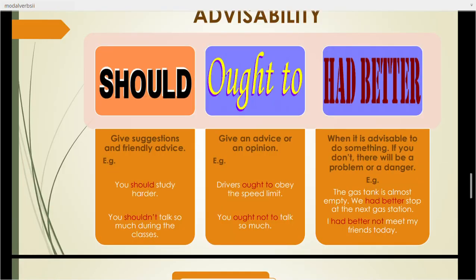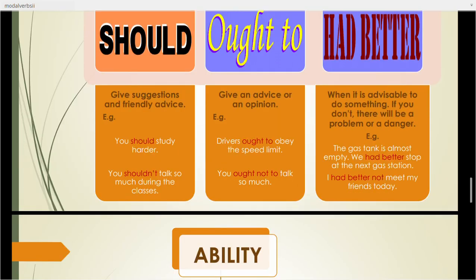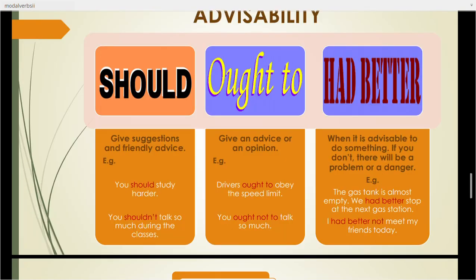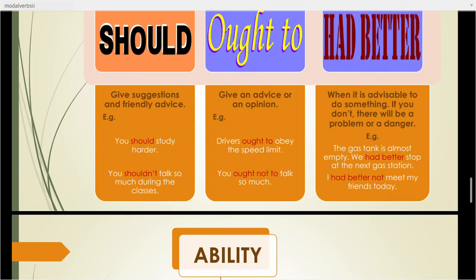Some examples for ought to are, drivers ought to obey the speed limit. And another example is, you ought not to talk so much. In these sentences, we can note the negative form of ought to. And some examples for had better are, the gas tank is almost empty. We had better stop at the next gas station. And I had better not meet my friends today.